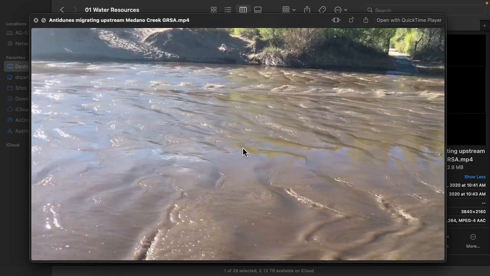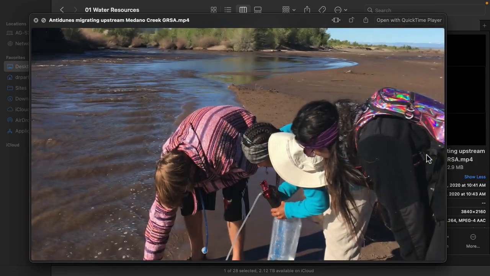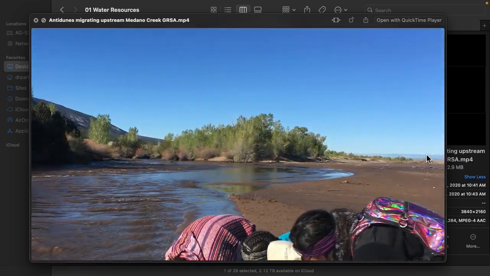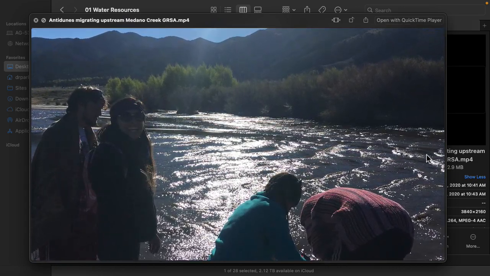Medano Creek is almost unique in the world, where if you watch these and track them at fixed locations and points, they're actually migrating upstream. They're called anti-dunes because the particle size is perfectly sorted. The slope is at a perfect level in sand, and the flow rate is exactly what is necessary for the front side of each of these anti-dunes to get undermined instead of the back side.